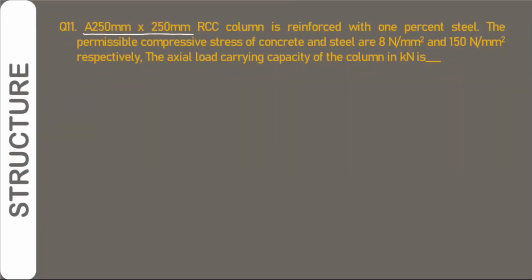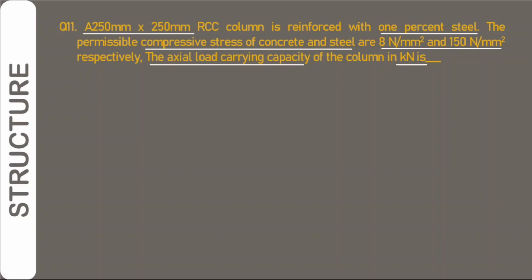A 250 mm into 250 mm RCC column is reinforced with 1% steel. The permissible compressive strength of concrete and steel is 8 and 150 Newton per mm square respectively. The axial load carrying capacity of column in kilonewton is.